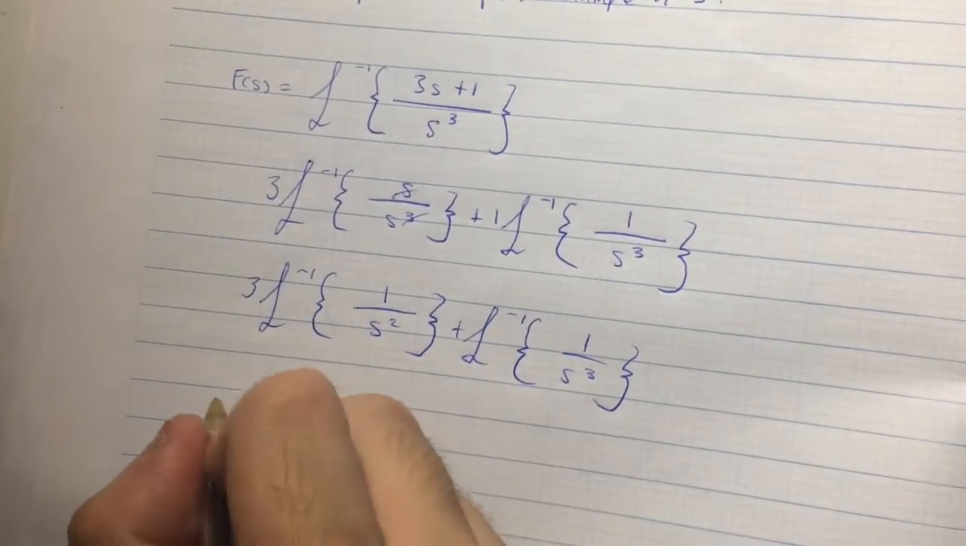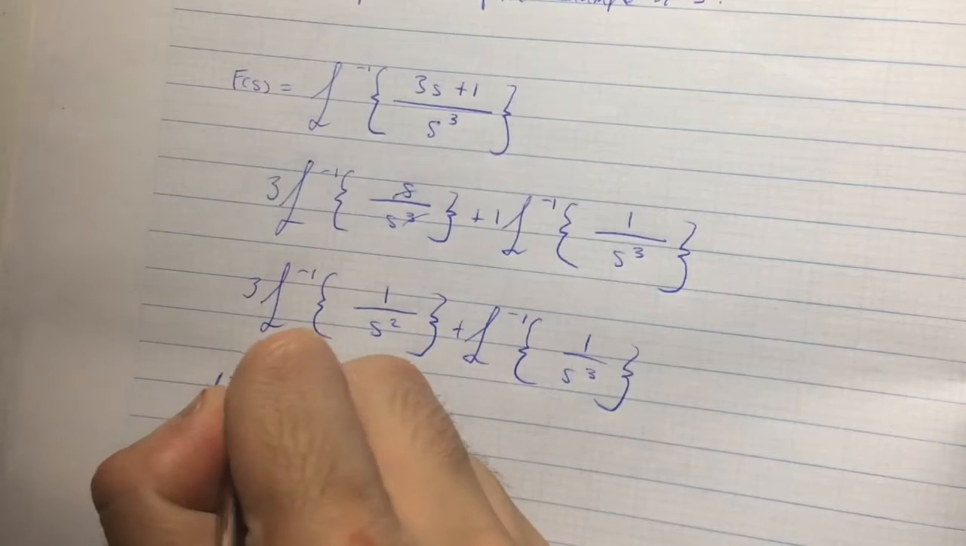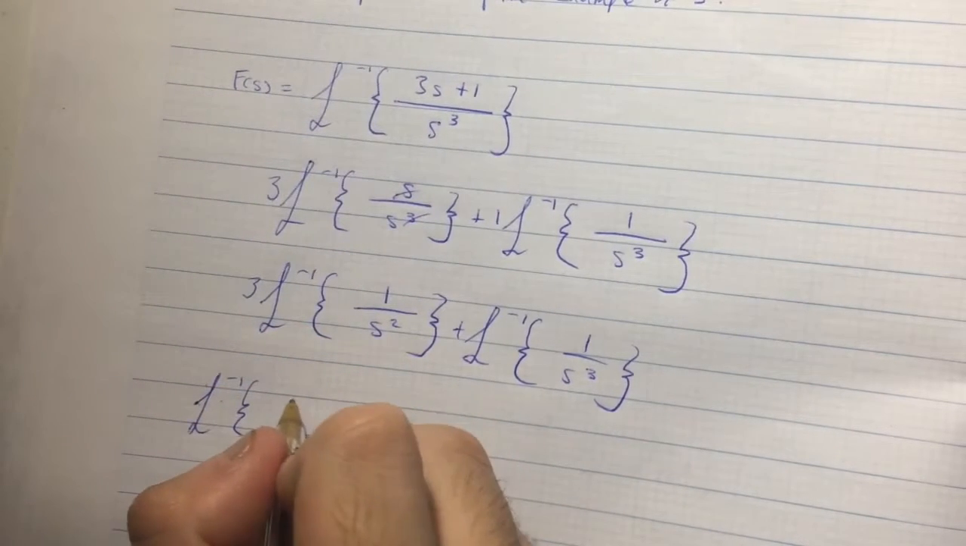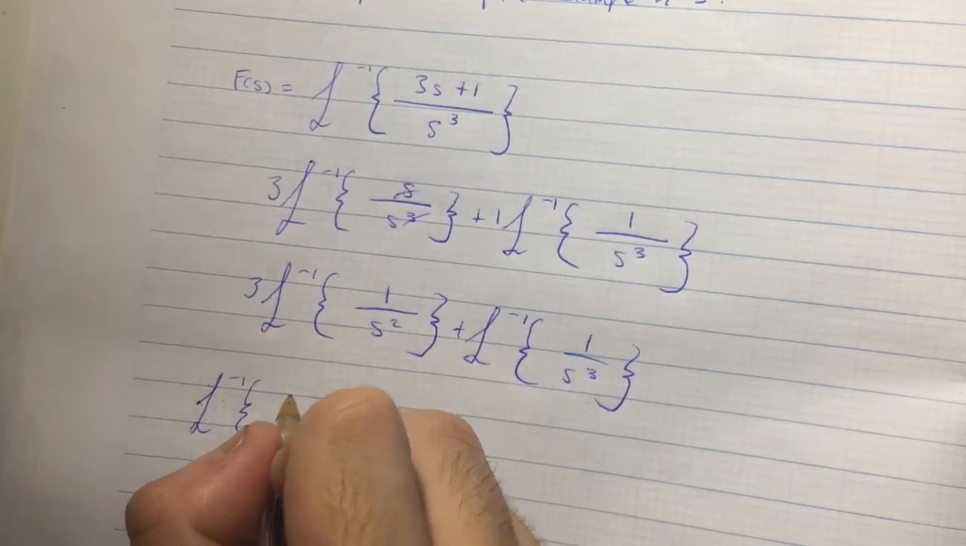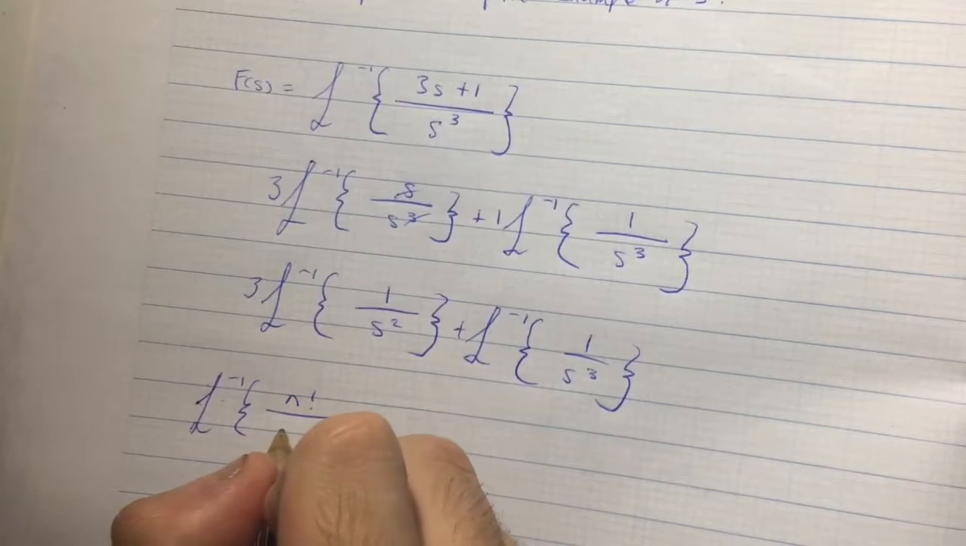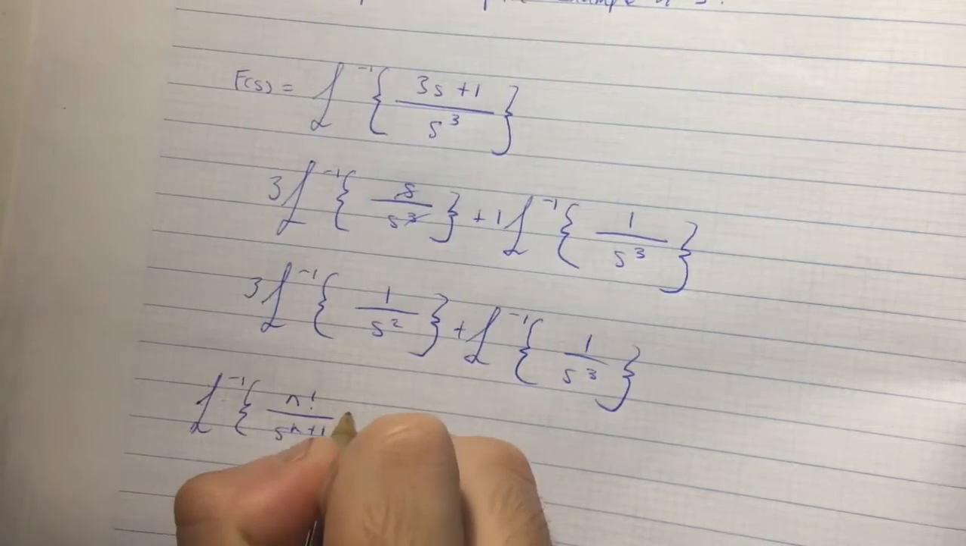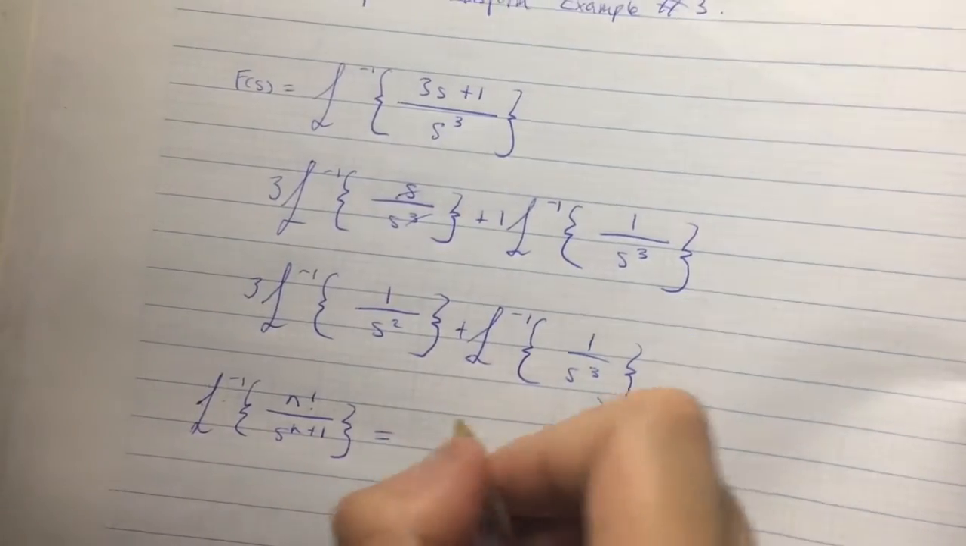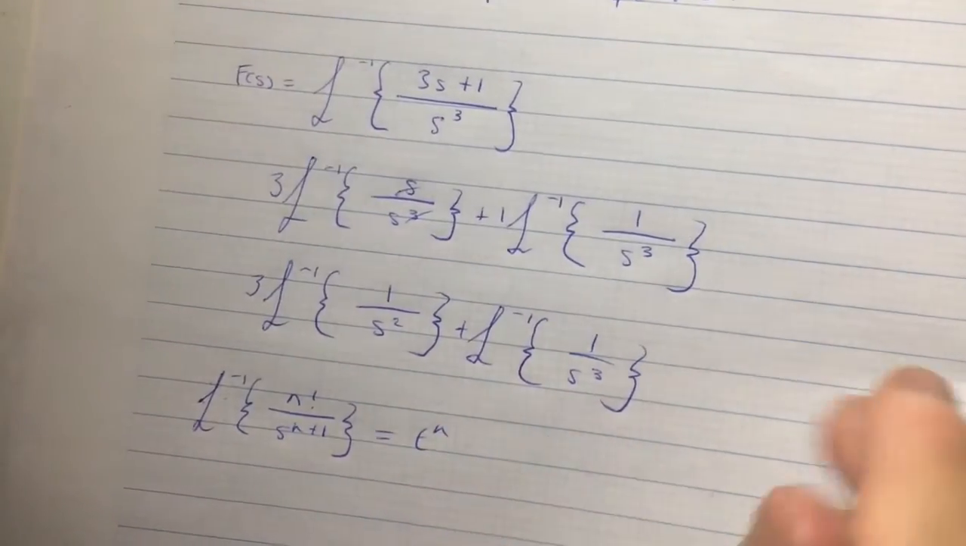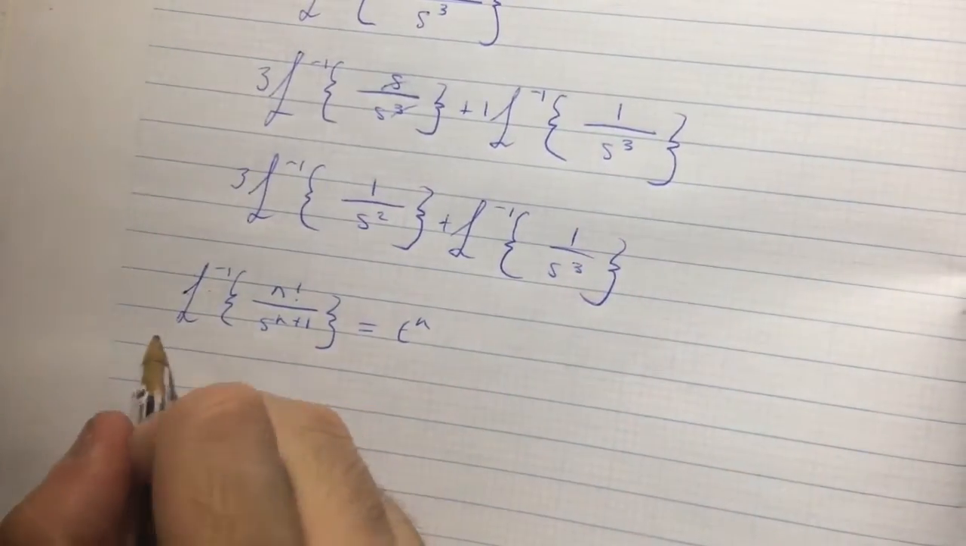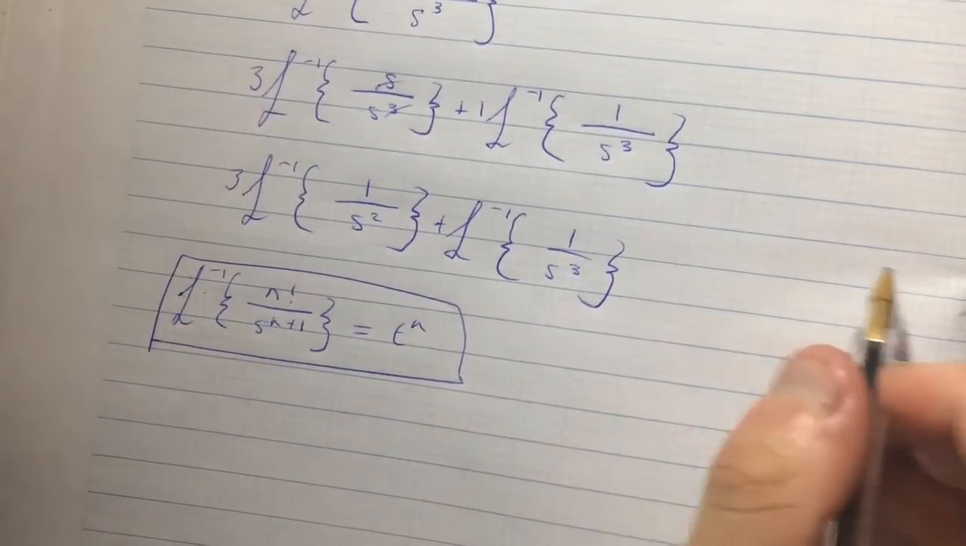So the rule is obviously that the inverse Laplace transform of n factorial over s to the n plus 1 is equal to t to the n, right? So that's the rule we're using.